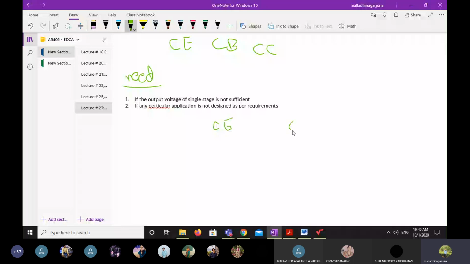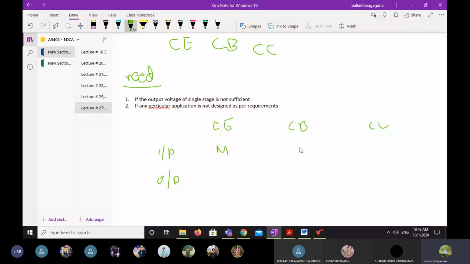Okay, so if you see the input impedance and output impedance of CE, CB, CC. The input impedance of the CE amplifier is moderate, which we already saw in the second module. For common collector, input impedance is high. For common base, input impedance is low. For common emitter, input impedance is medium, moderate.